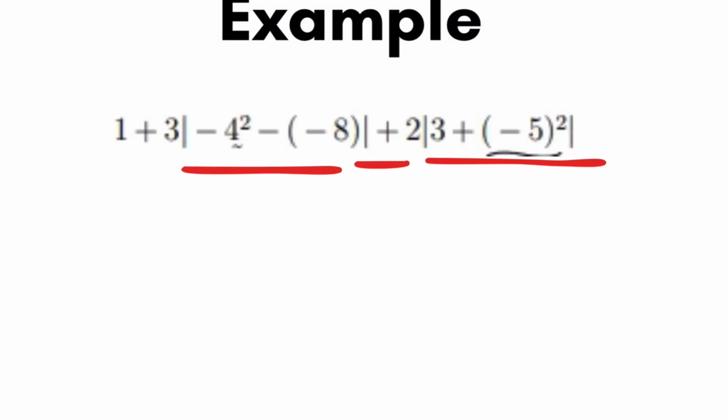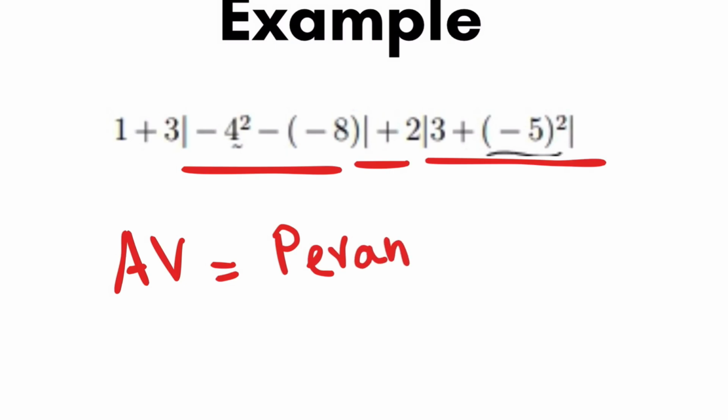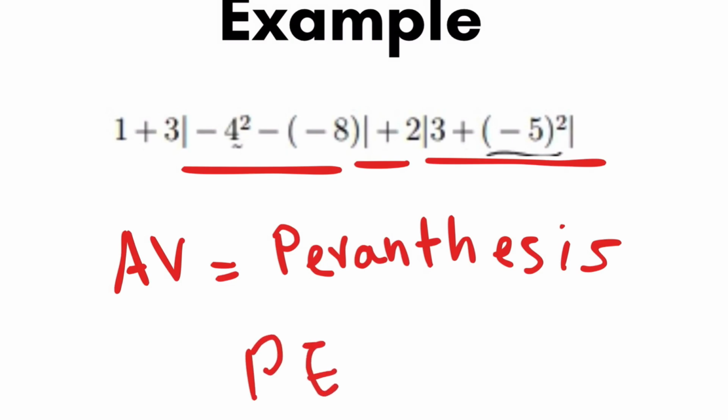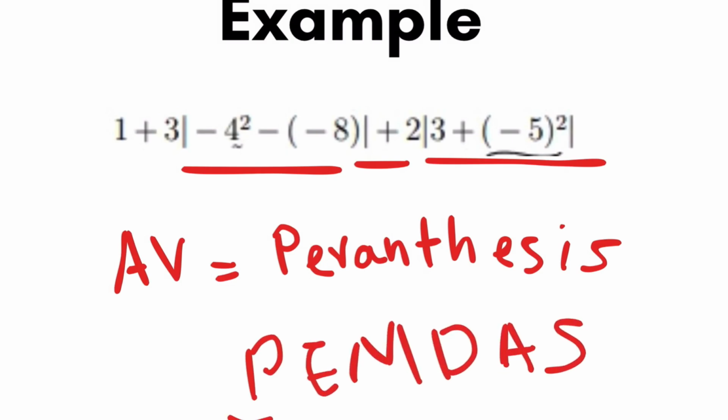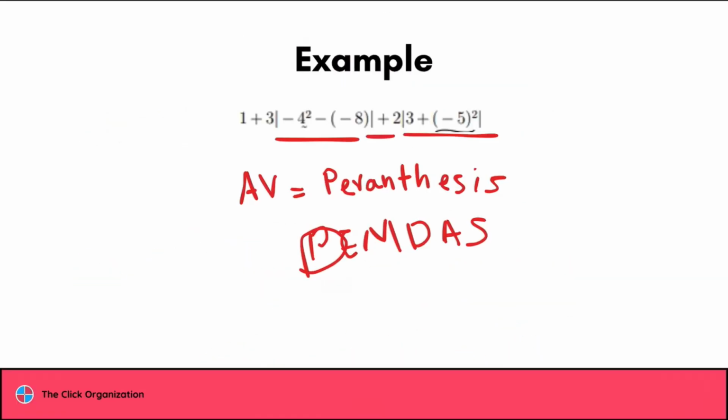So we will start with the absolute values. Do you know why? Because we said that in operations, we are going to consider absolute values as parentheses, right? And in the PEMDAS method, parentheses comes first. So we will start with absolute values. Okay, let me erase this part.